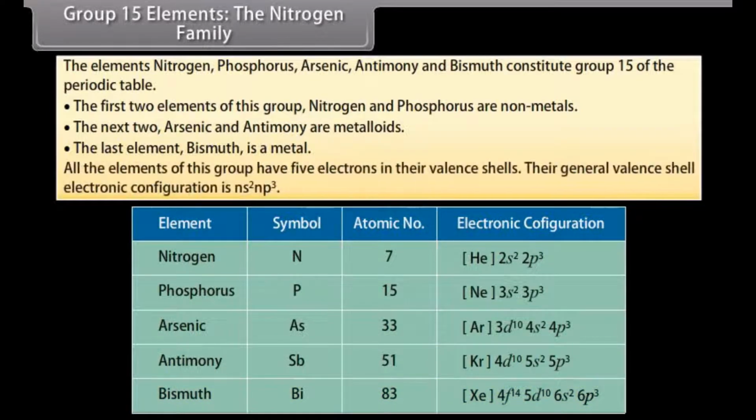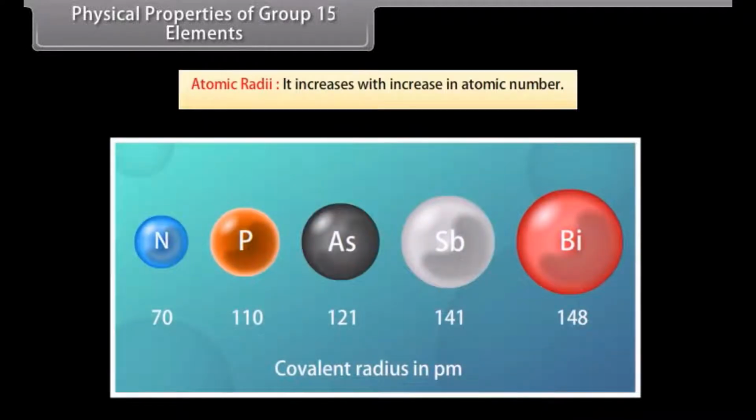All the elements of this group have 5 electrons in their valence shell. Their general valence shell electronic configuration is ns2 np3. Physical properties of group 15 elements. Atomic radii. It increases with increase in atomic number.